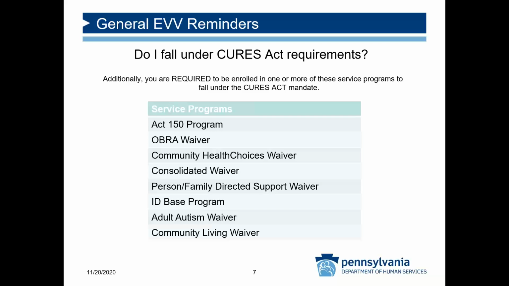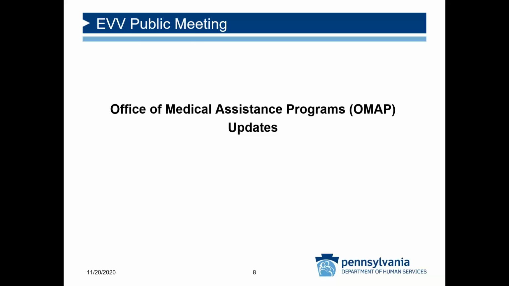So additionally, you're required to be enrolled in one or more of these service programs to fall under the Cures Act mandate, and those service programs are Act 150 program, OBRA waiver, Community Health Choices or CHC waiver, Consolidated waiver, Person Family Directed Support waiver, ID-based program, Adult Autism waiver, and Community Living waiver. Again, that applies to personal care services.